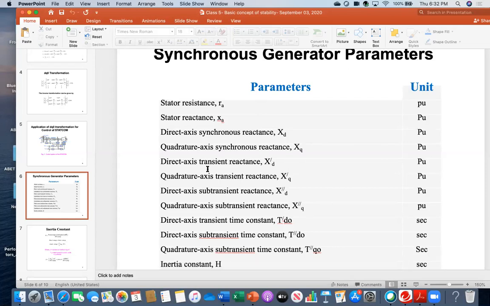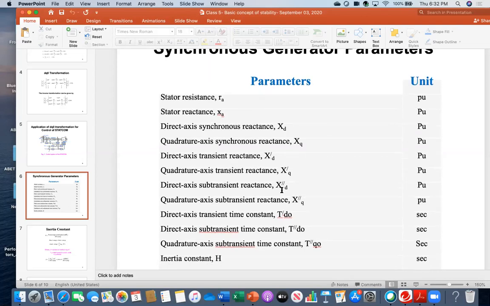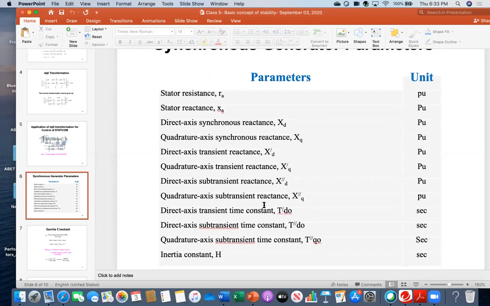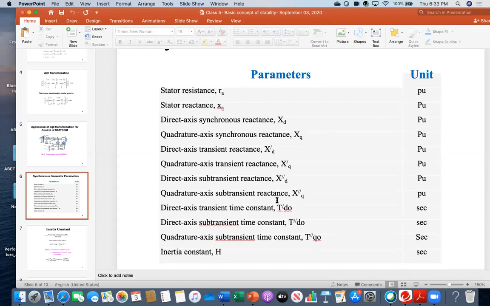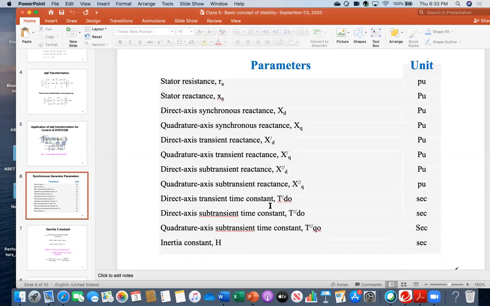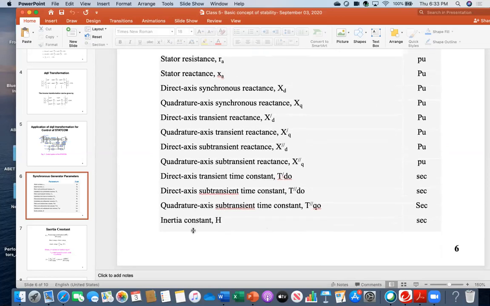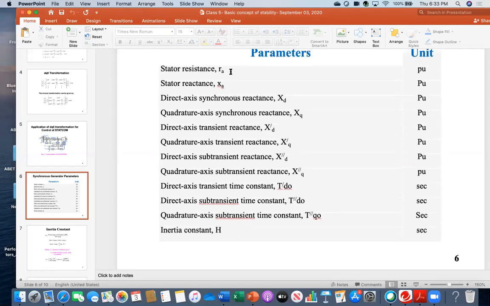Then you will get direct axis subtransient reactance, XD double prime, quadrature axis subtransient reactance, XQ double prime, and direct axis transient time constant. These three are the time constants, which is why the unit is second, second, second. And the last one is the inertia constant, H, which is also in seconds. Today I will be discussing this inertia constant. These all are the parameters.